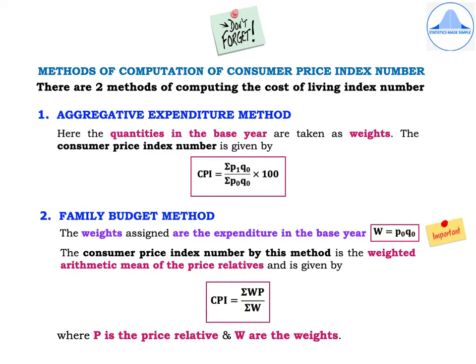The weights assigned are the expenditure in the base year. You know that expenditure is nothing but price into quantity. So W = P0Q0 because it is in the base year. The consumer price index number by this method is the weighted arithmetic mean of the price relatives, and it is given by CPI = ΣWP / ΣW, where capital P is the price relative, which is P1/P0 × 100, and the Ws are the weights.